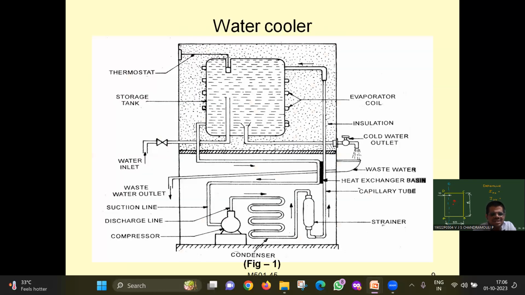Okay. Now this is our water cooler. You just observe, this is a huge, bigger water cooler.